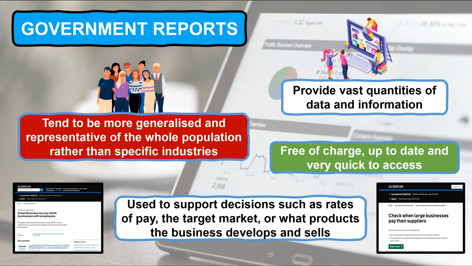Businesses can even access data and information about a specific demographic, such as how much people aged 16 to 25 will be willing to work for, or what percentage of the population is of a certain age. Essentially, government reports exist to provide factual data and information to businesses of all shapes and sizes, which can be used to support decisions such as rates of pay, the target market, or what products a business develops and sells in the future.